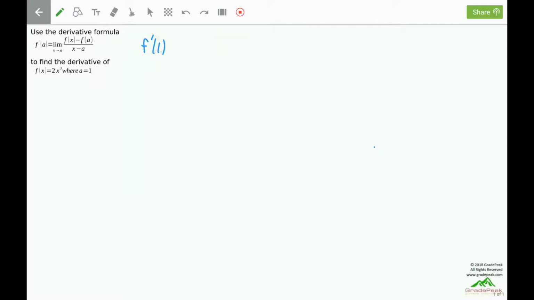So f prime of 1 equals the limit as x goes to 1 of f of x minus f of 1 divided by x minus 1. The next thing to do is put in f of x, which is 2x cubed, and then minus f of 1, which means to plug a 1 in for the x of f of x. 2 times 1 cubed, all of this over x minus 1.